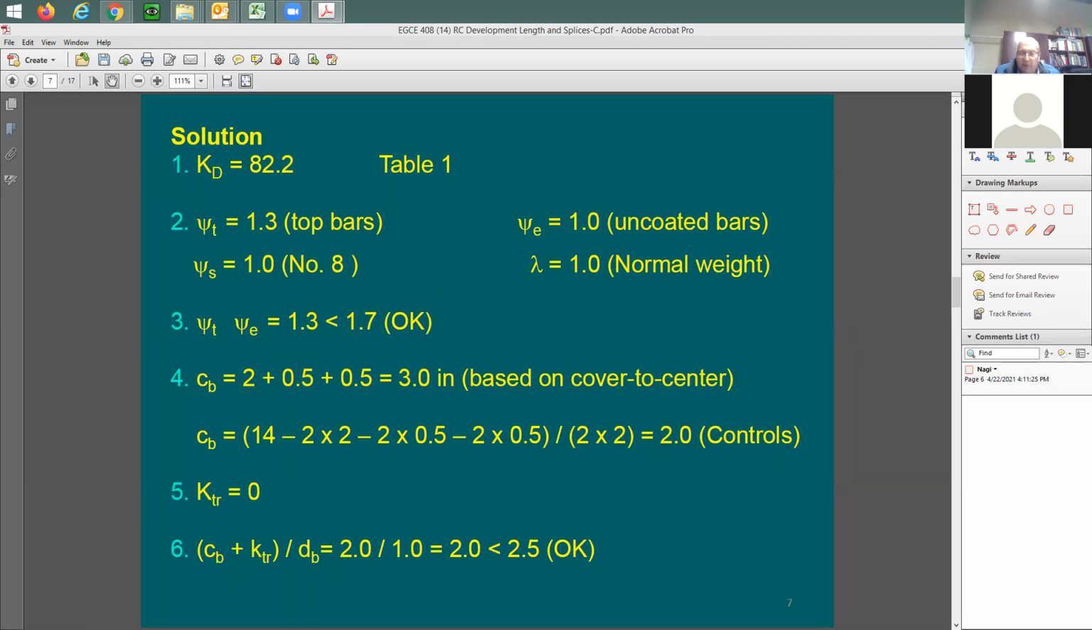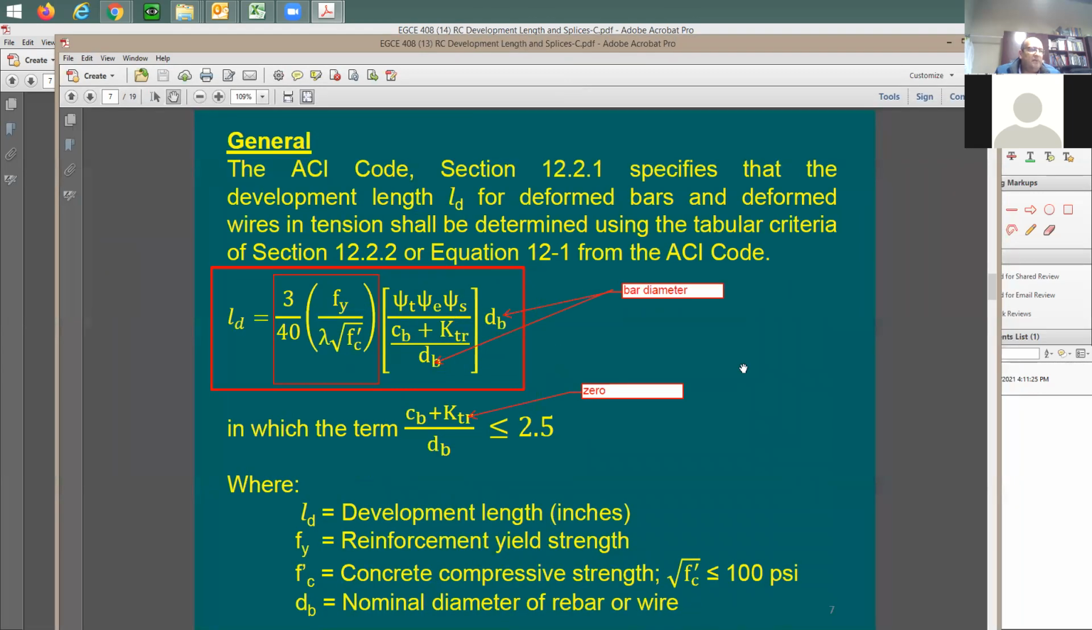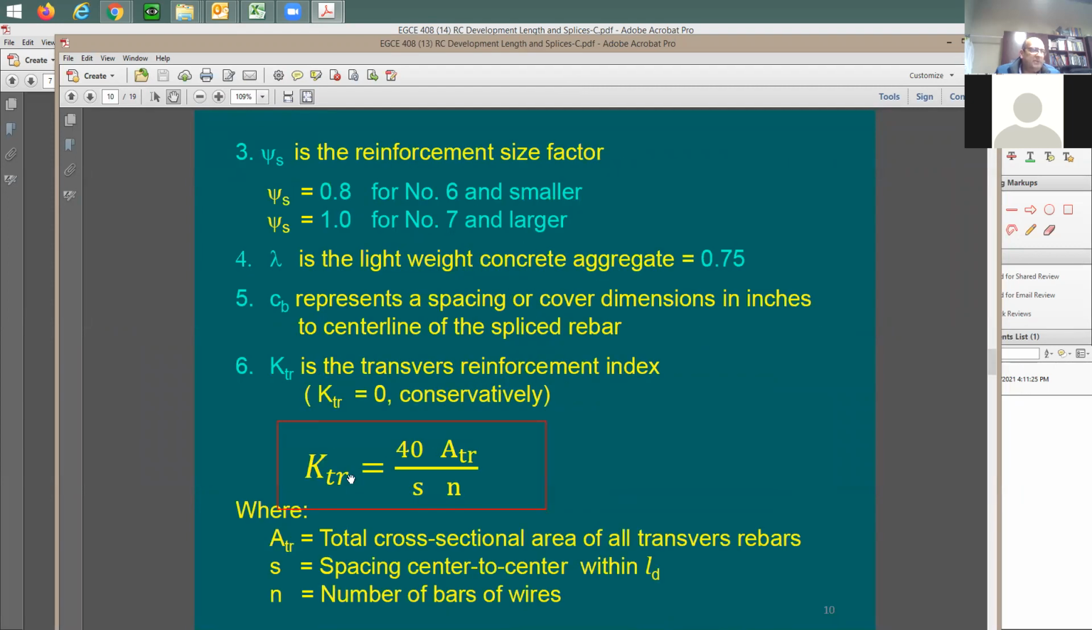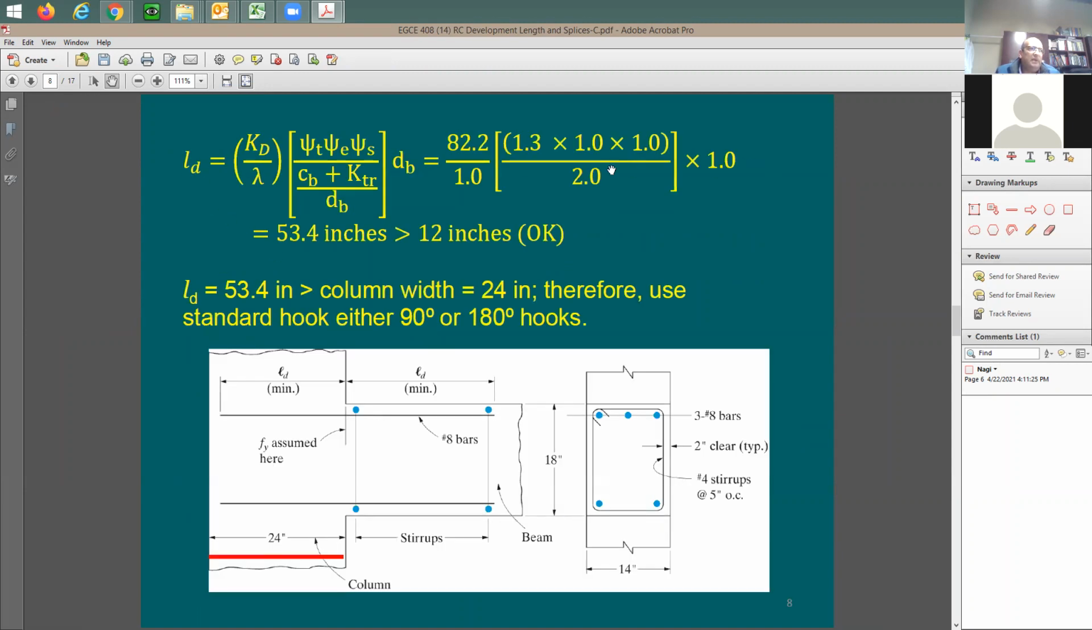We said this value of Ktr we usually consider to be 0 for simplicity. We say conservatively it is going to be equal to 0. And then this factor here is going to be maximum of 2.5. So we try this number here, set Ktr to be 0, cb is going to be the 2 inch, and db for number 8 is going to be 1 inch. With that, this factor here is going to be 2, which is under 2.5. This is good. We move forward, we use our equation, and guess what's going to happen? Now, you end up with 53.4 inches, like 54 inches.